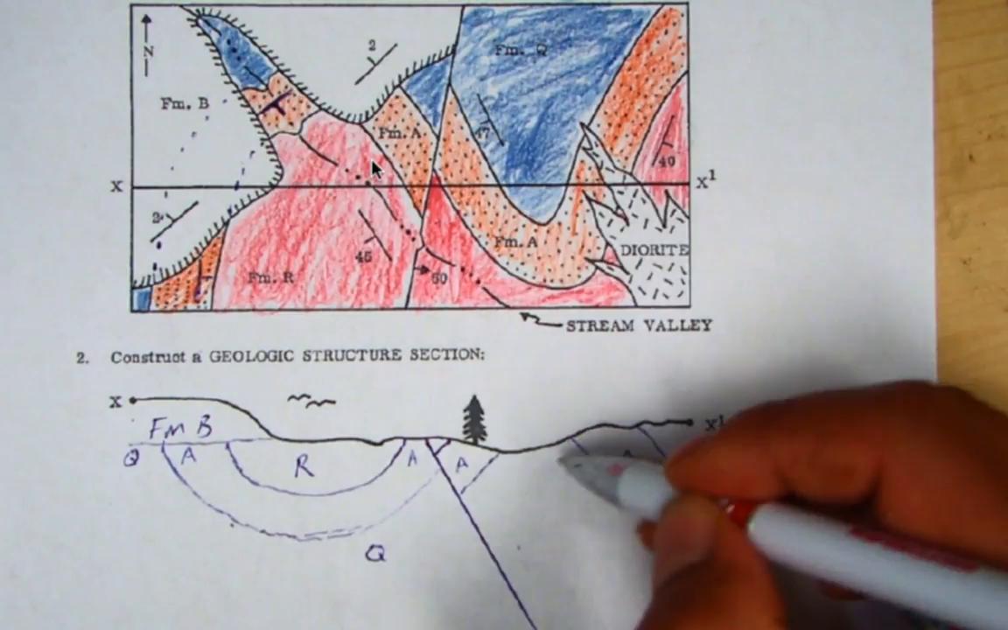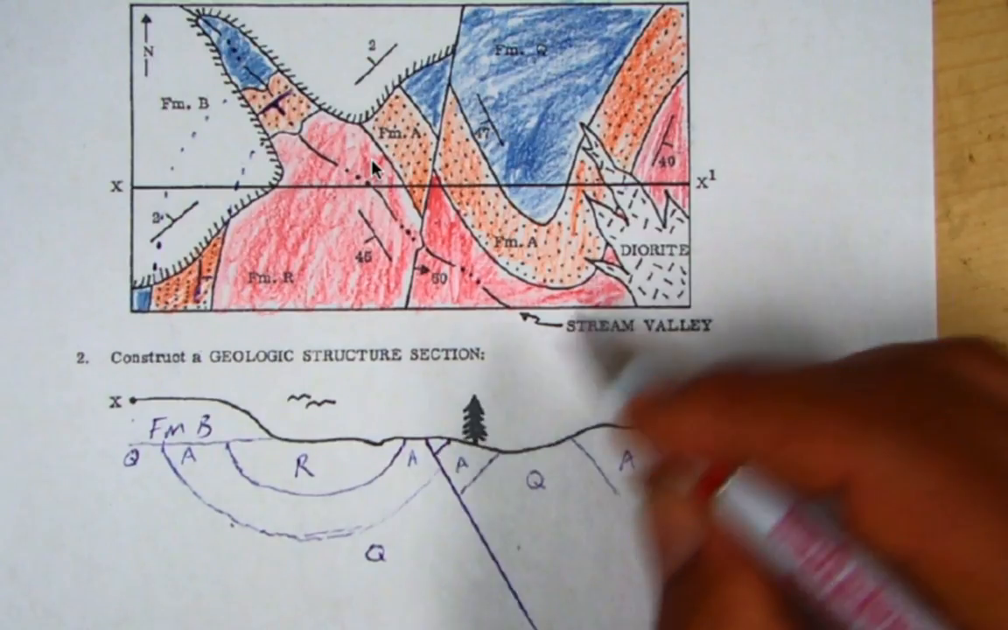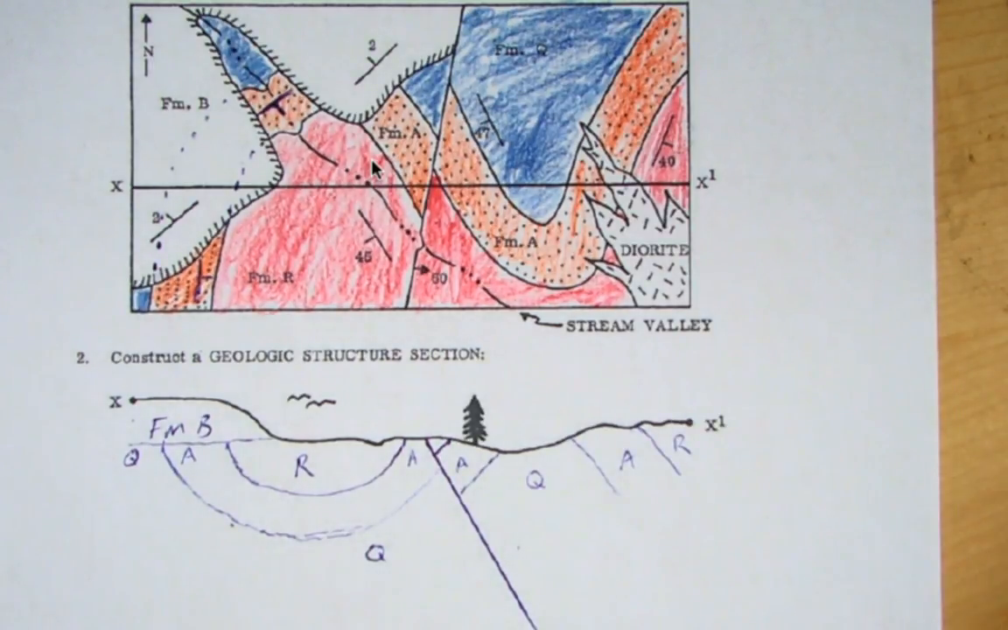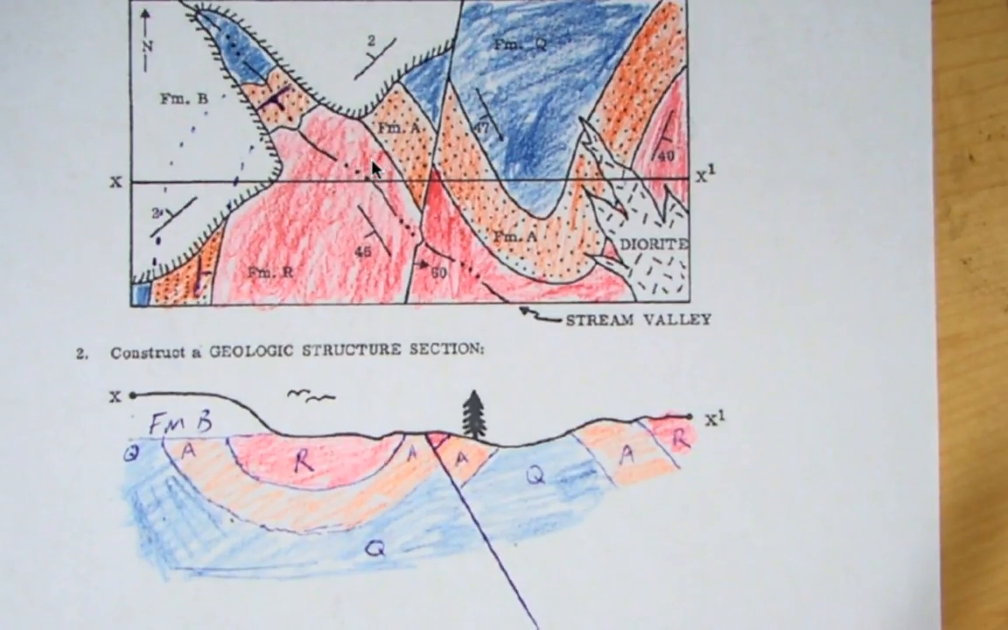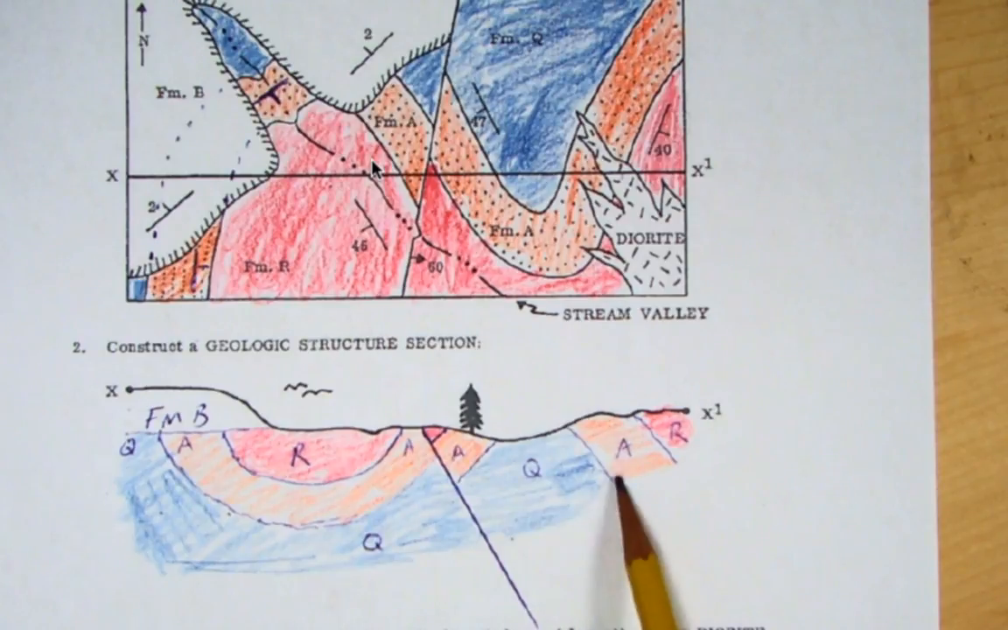So this in the middle is formation Q, and this formation R over here. And I got a little sliver of R. So I'm going to color R in just to see a little better here. So now I've colored the units in, and I can see I have a syncline and an anticline over here.